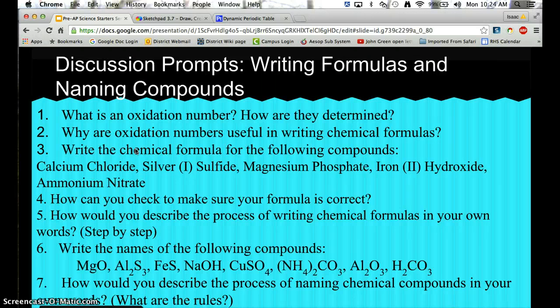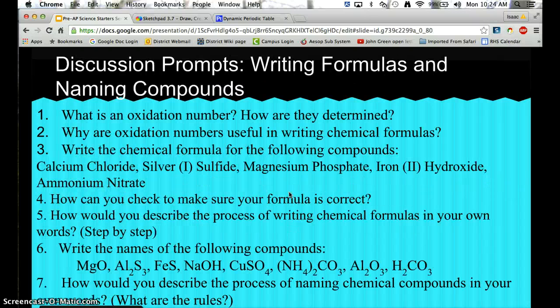Alright, number 5, how would you describe the process of writing chemical formulas in your own words? So there's kind of 3 steps. Write out the chemical symbol, put the oxidation number up there, and then the last step is to crisscross the oxidation numbers. And remember that the positive ion always comes first, negative ion always comes second.